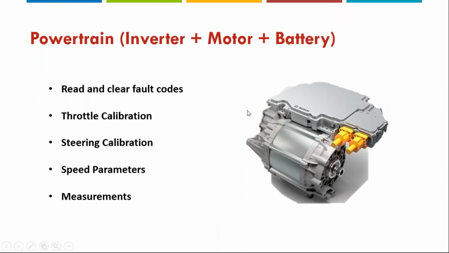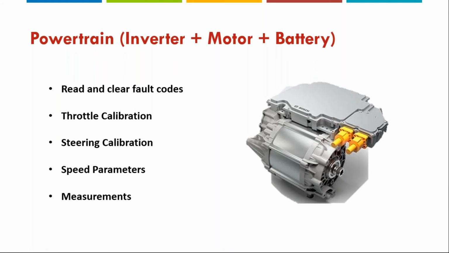an engine. With these new machines, we bring something new: powertrains and electricity. Well, powertrains, as you may know, include inverters, motors, batteries, all of that. And with our tool, we will be able to read and clear this kind of fault codes. Also, we will be able to calibrate the trolley body.